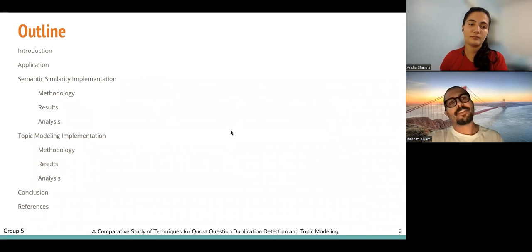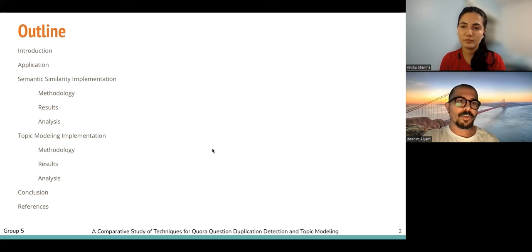And this is the outline of our presentation for today. We will have introduction, application, and we will have two main points that we are going to talk about. The first part is semantic similarity implementation, and the second one is the topic modeling implementation that my classmate will talk about. For both of the implementation, we will have methodology, results, and analysis. And at the end, we will have conclusion and references.